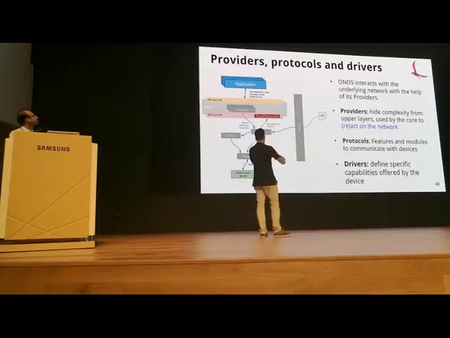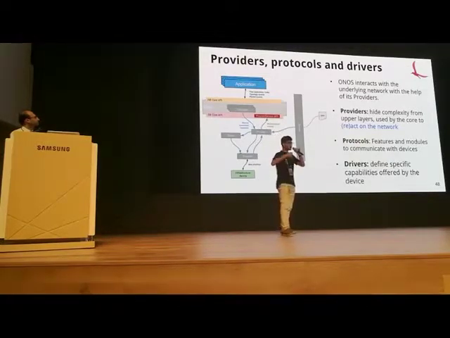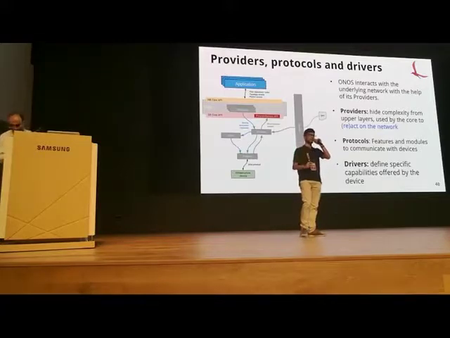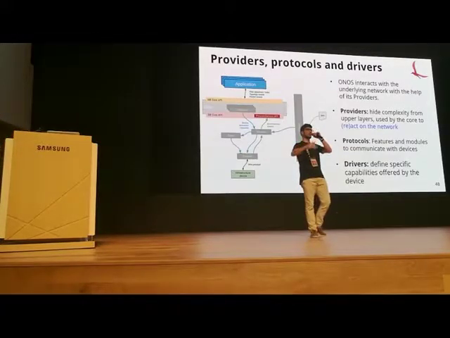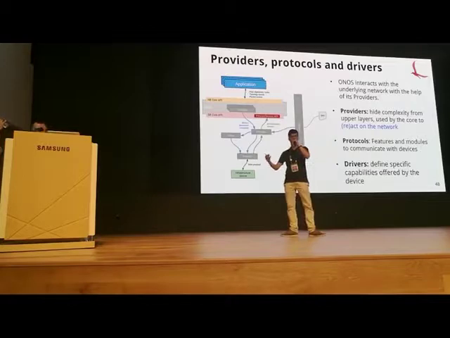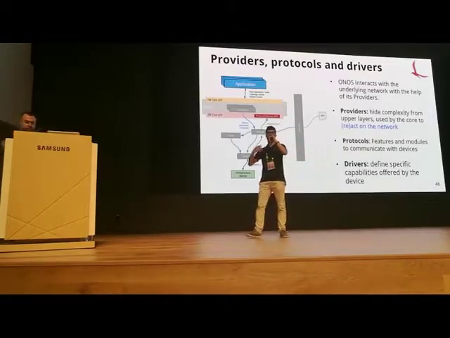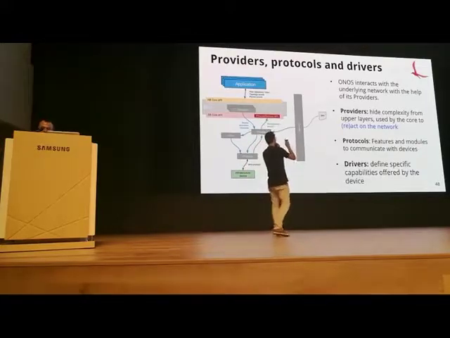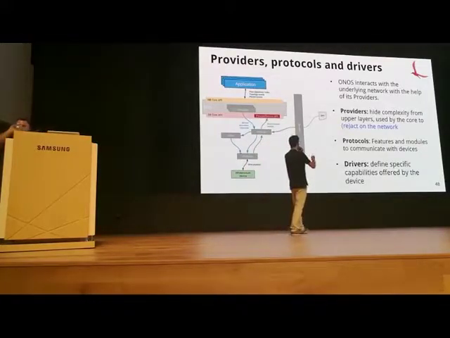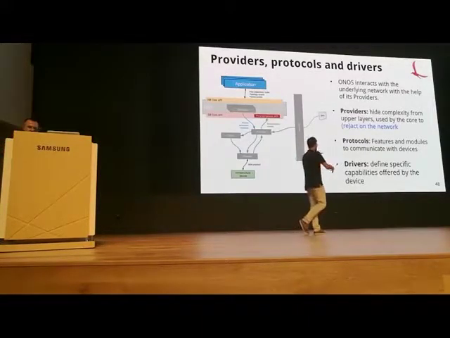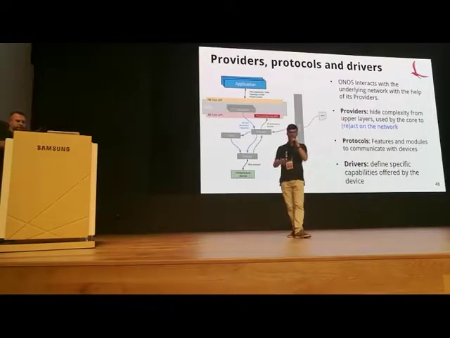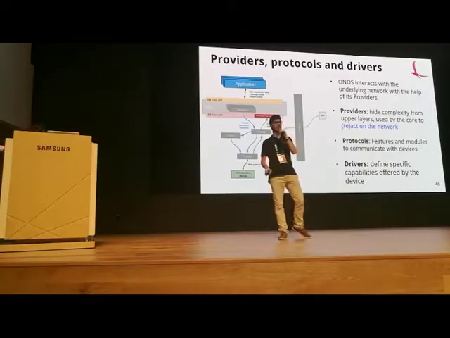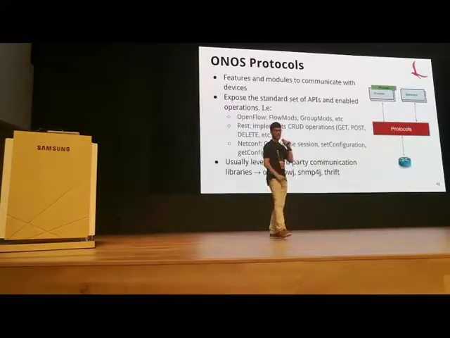Yes, so how does the ONOS Southbound work? The ONOS Southbound is where all these protocols are implemented and proper abstractions are given to the ONOS core, in order for the core to be protocol, device, and model independent. Okay? So we have providers, protocols, and drivers. Providers hide the complexity from the upper layer and react on the network. The protocols are just the modules that enable you to communicate with the device, and the drivers instead define specific capabilities offered by a device.